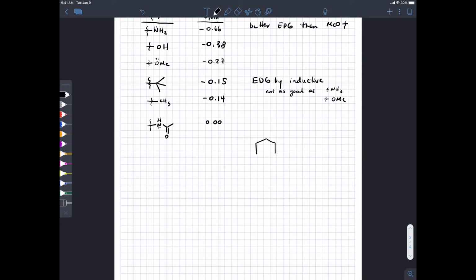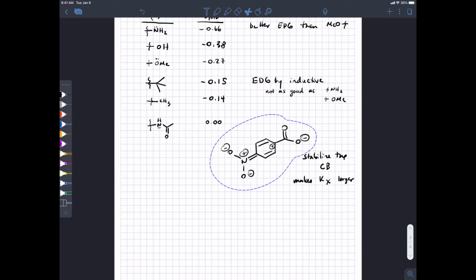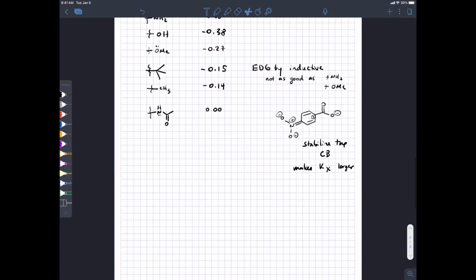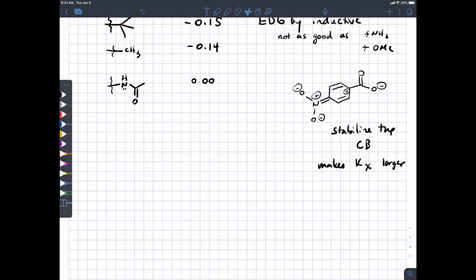So why would you expect nitro to do anything? Well, just as with the methoxy group, you can draw a resonance structure for nitro where you pull electron density out of the ring, whereas with methoxy you put electron density in the ring. So with electron withdrawing groups, especially by resonance, you can put positive charge into the ring next to the carboxylic acid, and that stabilizes the conjugate base of our acid and makes Kx larger, makes our equilibrium constant larger. So let's just write some of the usual suspects of electron withdrawing groups.